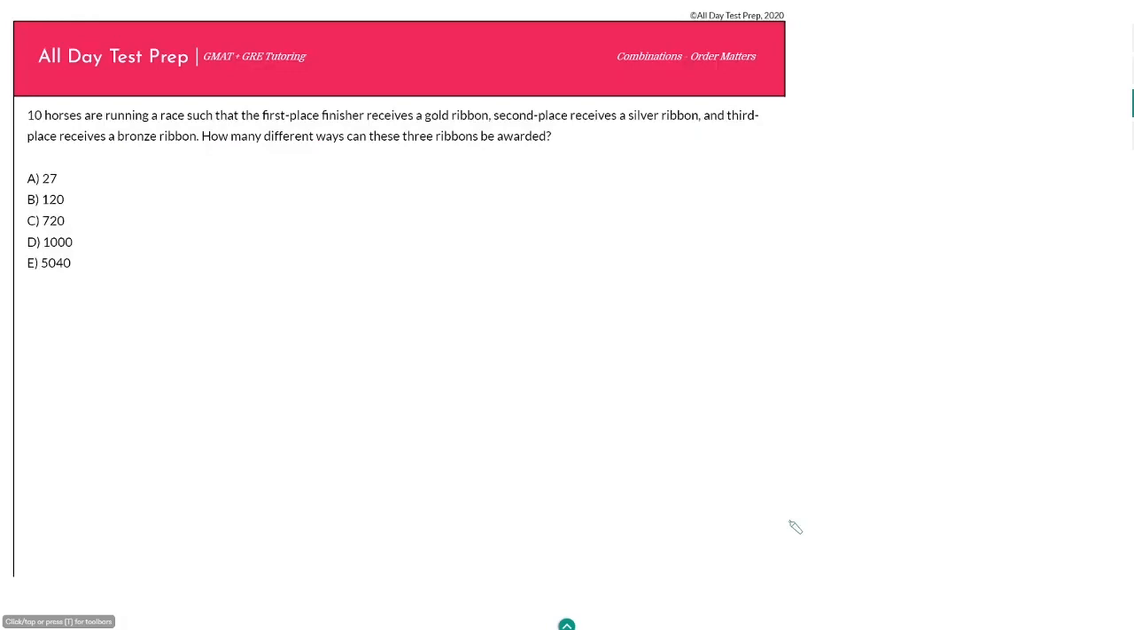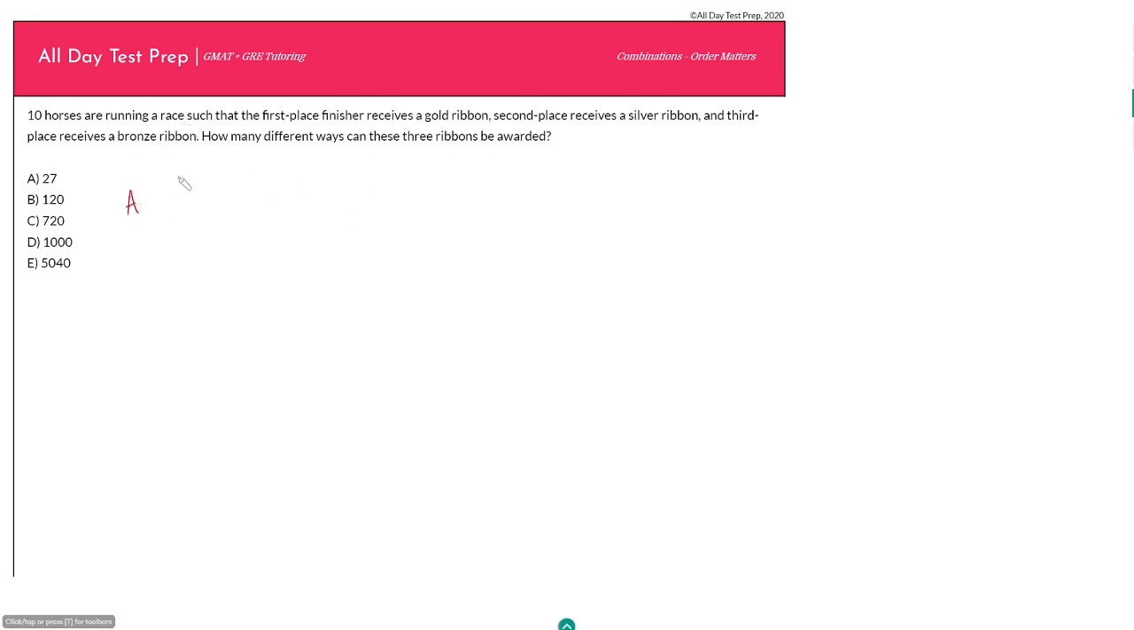So first we have an order matters scenario, which I said before should be the simplest type of combination question. In this case, 10 horses are running a race such that the first place finisher receives a gold ribbon, second place receives a silver ribbon, and third place receives a bronze ribbon. How many different ways can these 3 ribbons be awarded?